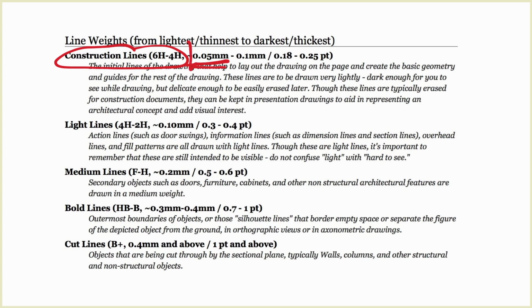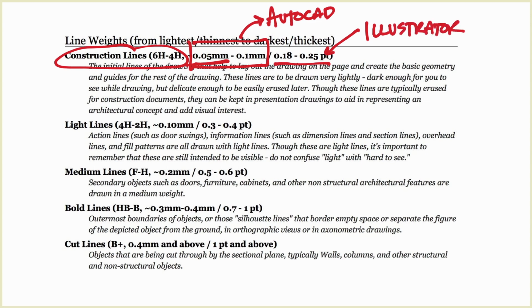So this right here is AutoCAD. This right here is Illustrator. So we've worked in both. So here we go. There's AutoCAD, and that right there is Illustrator. So it gives us both examples here. So as we go up, light lines, these are door swings, that kind of thing. We're looking at about 0.10 in the world of AutoCAD, or 0.3 to 0.4 points in Illustrator. Secondary object, furniture, doors, cabinets, those kinds of things are medium lines, 0.2-ish.